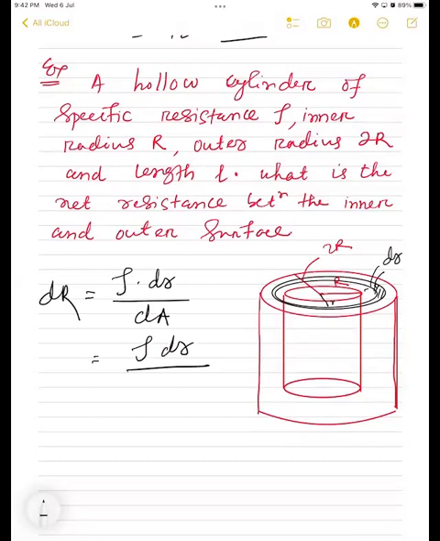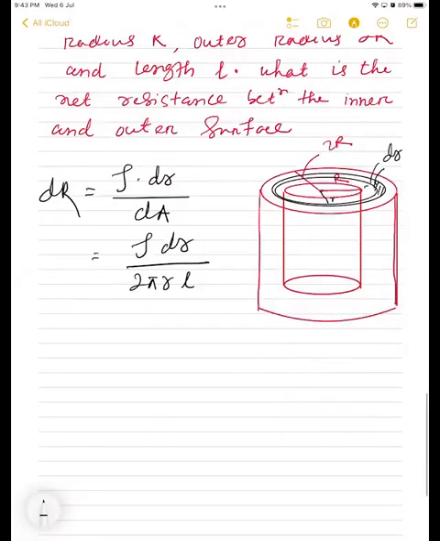What is the length, students? What is the area? Length is L, radius is r. So the area is 2 pi r into L, yes or no, students? Area is length into breadth. Length is 2 pi r, breadth is L.